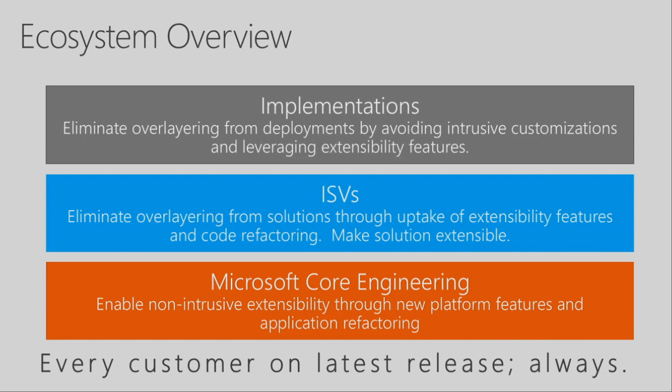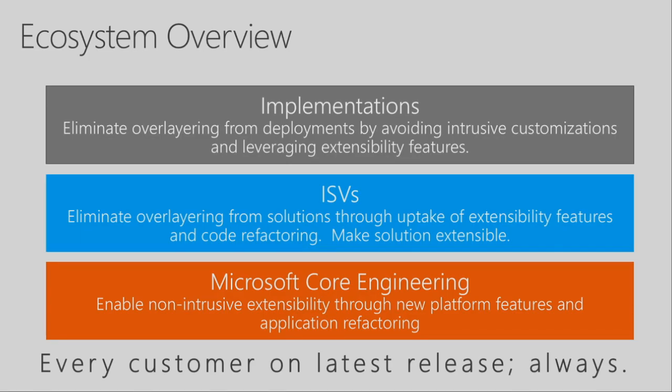So there's some impact to this, right? There's impact across the entire ecosystem. Starting with Microsoft. So we have a lot of places in our code, in the application code and in the platform, that we need to change and improve in order to make these extensions work in such a way that our partners and customers can build the customizations that they want. So we've been working hard on both some platform features and a lot of application refactoring. We've had teams across the product groups working on this for many months at this point to enable non-intrusive extensibility through new features.